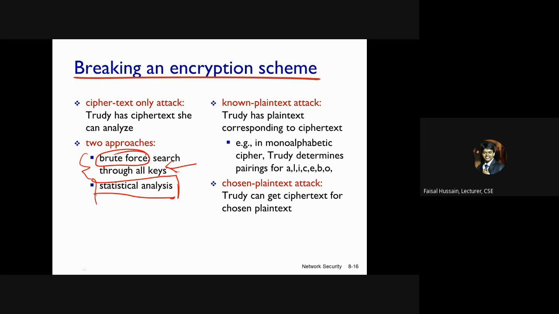Now, other than that, you have the known plain text attack. In the previous case, you have only the cipher text. Now you assume that you know the plain text as well. So Trudy has plain text corresponding to a cipher text. If it is found, then it is very easy to break the monoalphabetic cipher. If somehow this information leaks out, then the attacker can get the result.